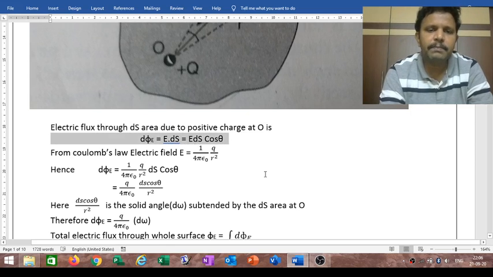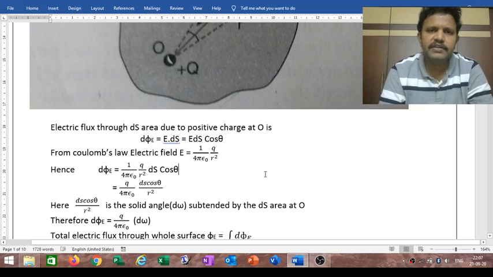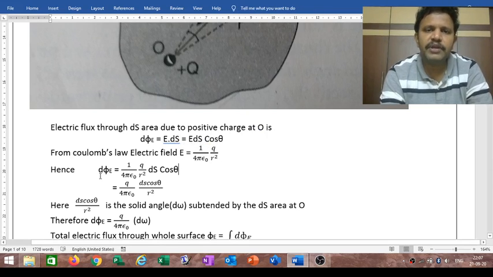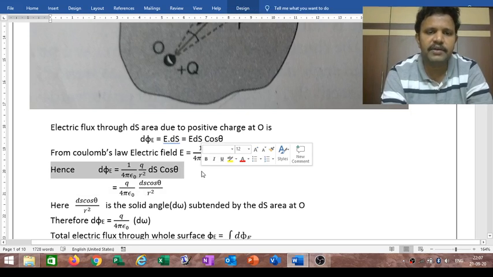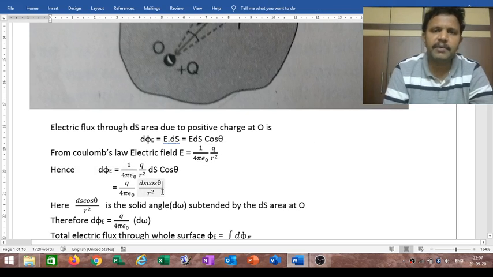But we know from the definition of the intensity of the electric field, E is equal to 1 by 4 pi epsilon naught q by r square. Let us substitute this value into the above equation. Therefore, d phi E is equal to 1 by 4 pi epsilon naught q by r square into ds cos theta. Or we can write this as q by 4 pi epsilon naught into ds cos theta by r square.